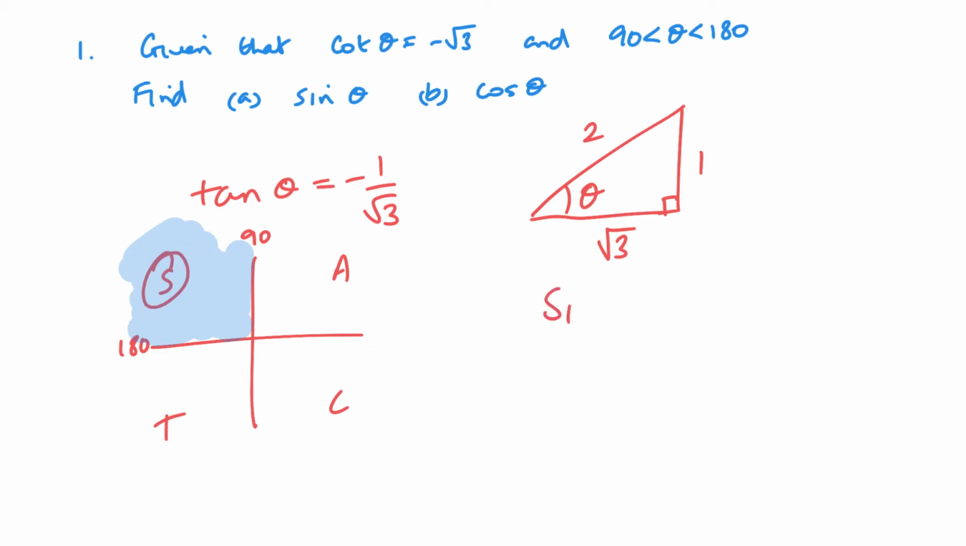So if I look at it, sine theta is equal to opposite over hypotenuse, so 1 over 2, and it's in this section, so it's positive. Cos theta is adjacent over hypotenuse, so root 3 over 2, and again it's in this section, so cos is negative.